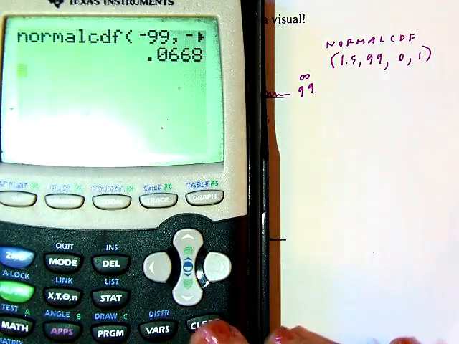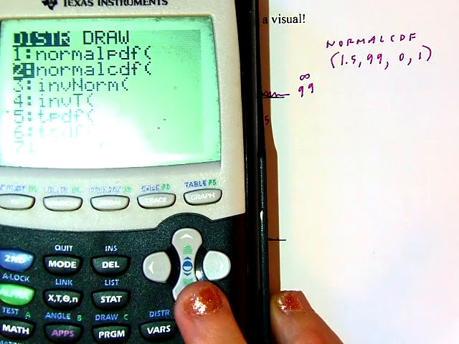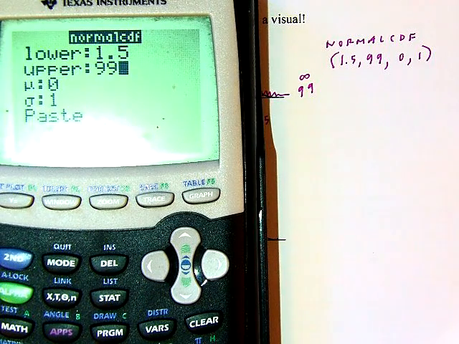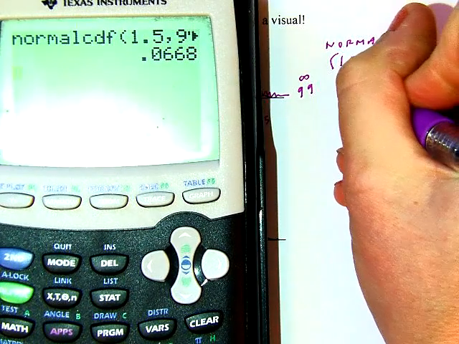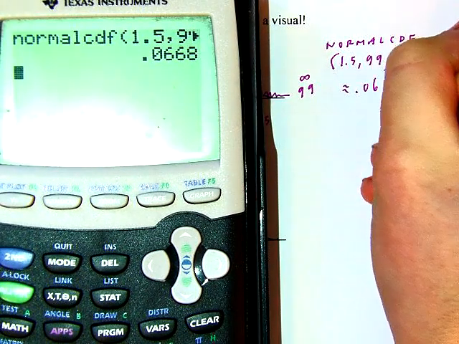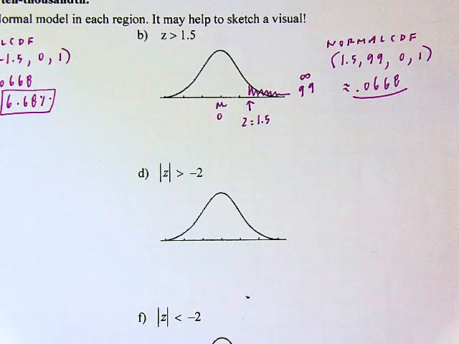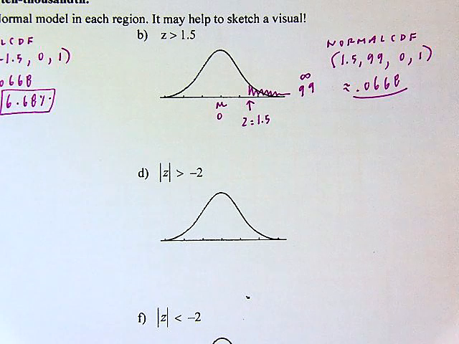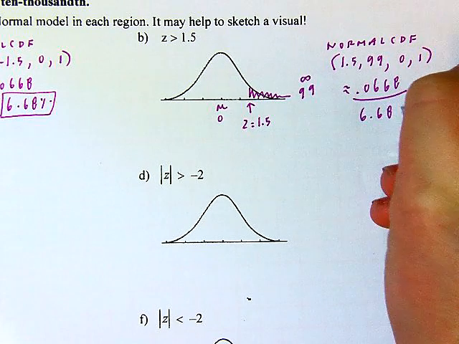All right, so back to my calculator. I'm going back to my distribution, second VARS, normal CDF. Now I'm saying I want from 1.5 to 99, 0, 1, paste it in my home screen, and voila, right? I see the same probability, which makes sense because those have the same magnitude, what we saw in A and what we saw in B. A z-score of negative 1.5, right, that lower tail region, and a z-score of 1.5, that upper tail region. So about 6.68%.